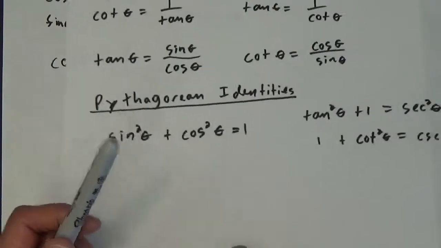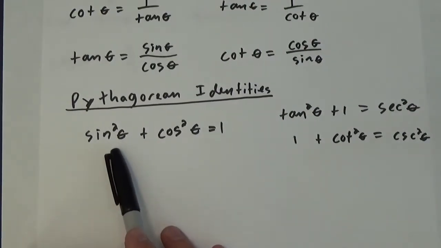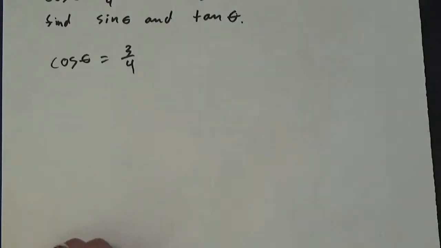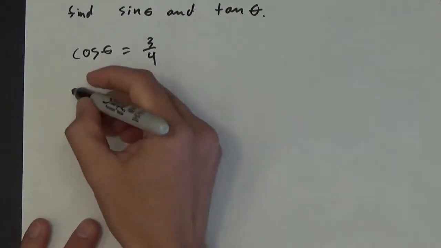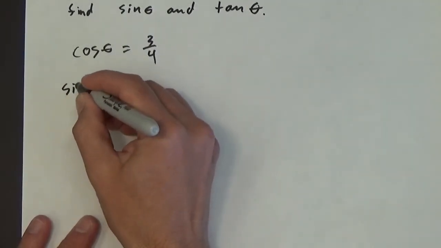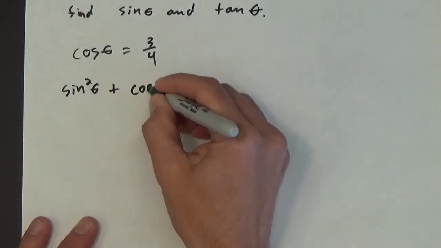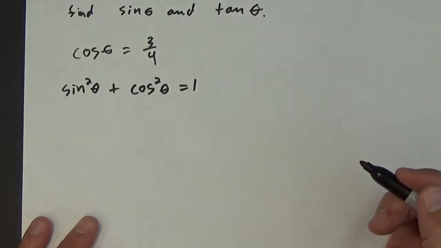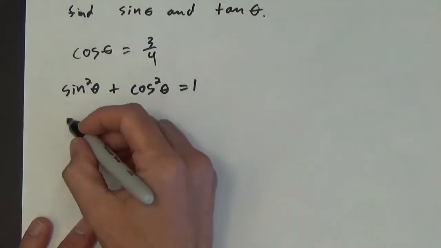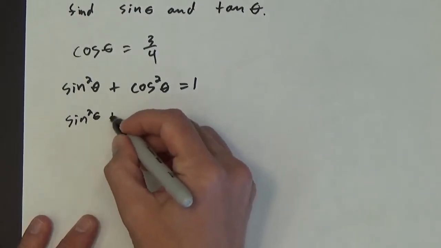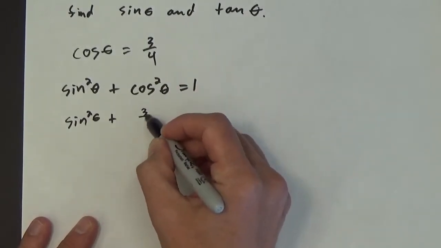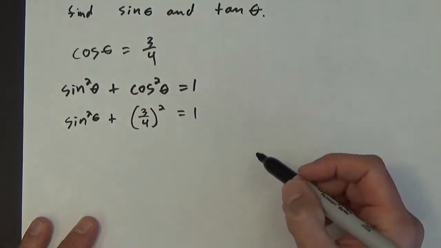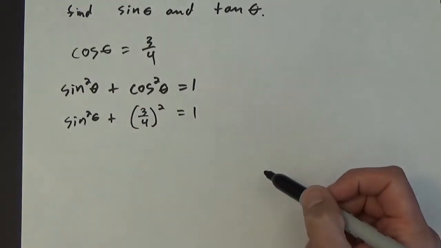Well, a common identity that we like to use a lot is this Pythagorean identity: sine squared of theta plus cosine squared of theta equals 1. So let's go ahead and write that out. The sine squared of theta plus the cosine squared of theta equals 1. Alright, so we have the sine squared of theta plus, cosine is 3 over 4, squared equals 1. Now that we have this, we should be able to solve for sine of theta.